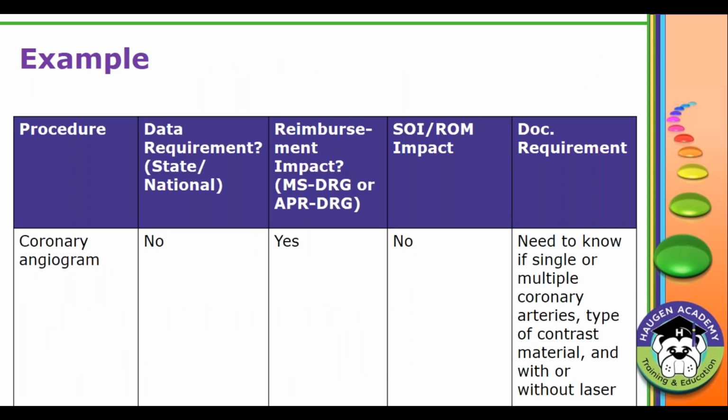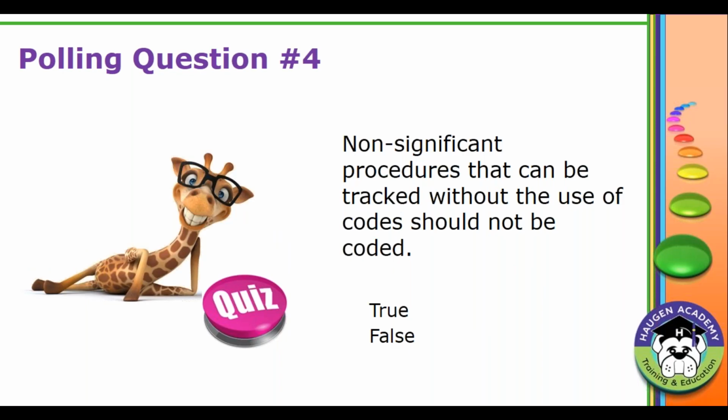So an example is a coronary angiogram. Is there a data requirement? There isn't on a national level, and let's just say for state's sake, there isn't one for your state either. Does it impact APR or MS-DRG assignment? And the answer on this one happens to be yes, it does. This is a code that's actually going to drive you into a cardiac cath DRG. So does it impact SOI or ROM? And then the documentation requirements. Based off of this, most facilities have a policy that says, yes, we definitely always code coronary angiograms because they impact our DRG assignment.